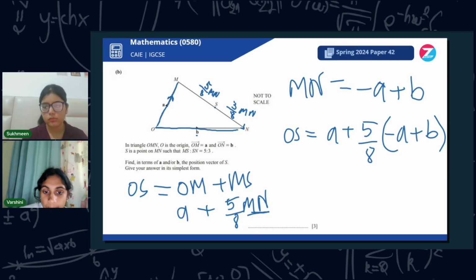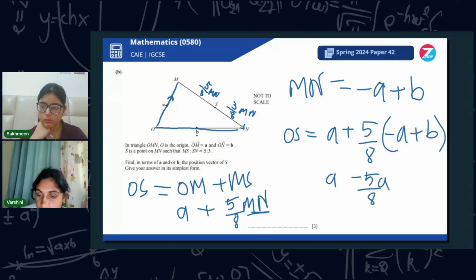Okay, now that we have this, we can't leave it like this. We need to expand out these brackets so that we can put the A terms together. So we can keep this A, and now we have to multiply 5 by 8 into minus A, which will just give us minus 5 by 8A. And again, let's multiply 5 by 8 into B, which will just be 5 by 8B.